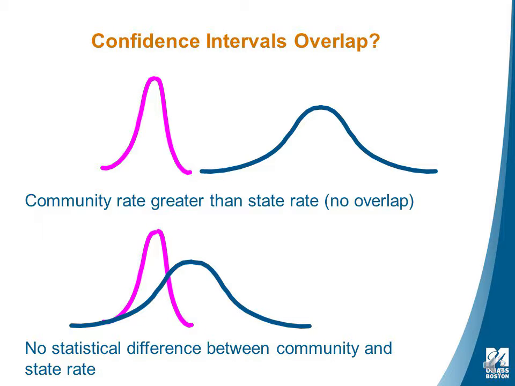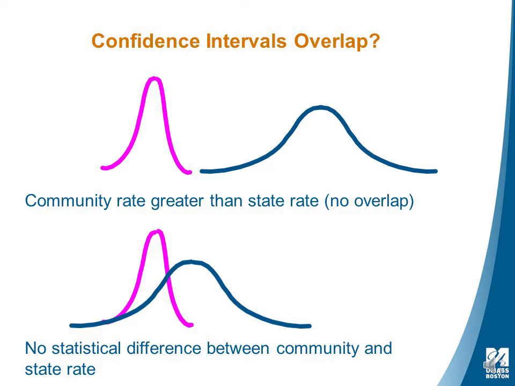The top portion of the slide shows a rather poorly drawn example of two 95% confidence intervals, the left-hand side being a tighter confidence interval for a state estimate, the curve in blue showing the 95% confidence interval for a community rate. In the top portion, they don't overlap, and we would conclude that the community rate is greater than the state rate.